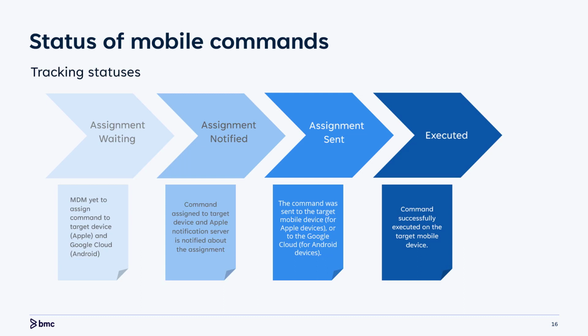Assignment sent. The command was sent to the target mobile device or to the Google Cloud. Executed. The command or command update was run on the target mobile device. Execution failed. The command on the target mobile failed. You can view more information in the error details column. Not notified. This is only for Apple devices. So the command was sent to the target mobile device, but the target mobile device has not sent the status back to the mobile device manager.